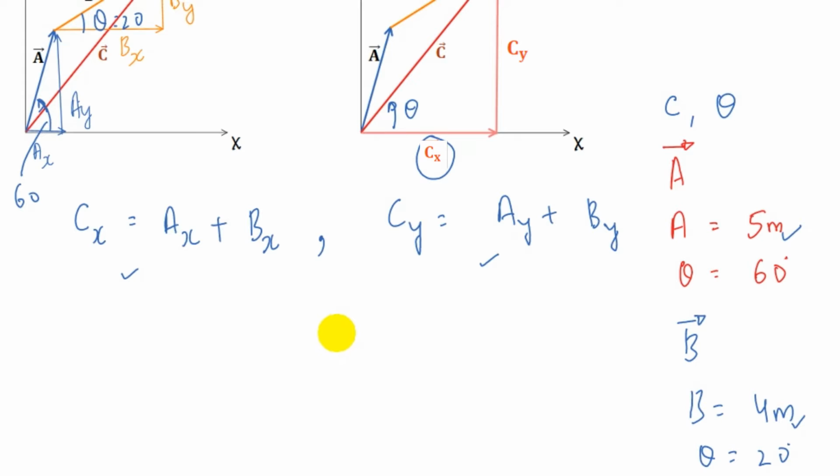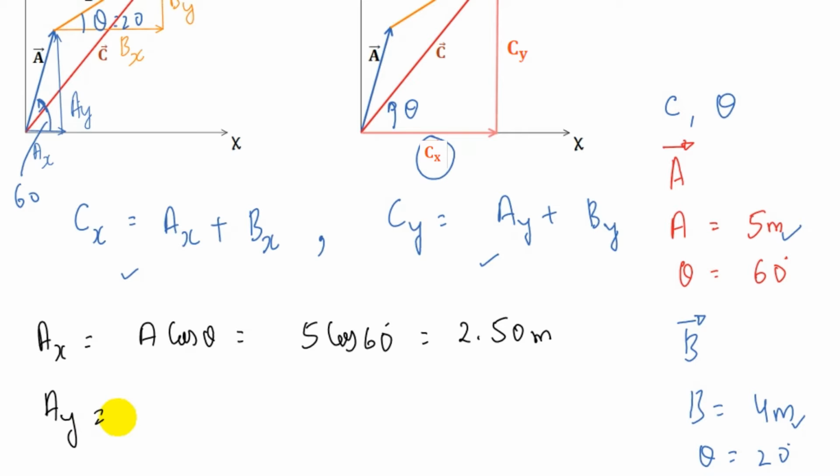Okay, now the x component of the A vector would be A cosine theta. A is 5 meter, cosine 60 degrees, so that would be equal to 2.50 meter. Now the y component of the A vector would be A sine theta. The magnitude of A is 5, sine theta with 60 degrees, so this would be equal to 4.33 meter.